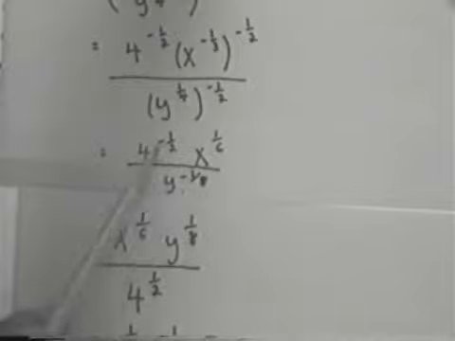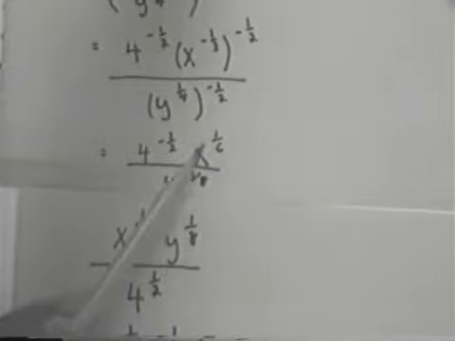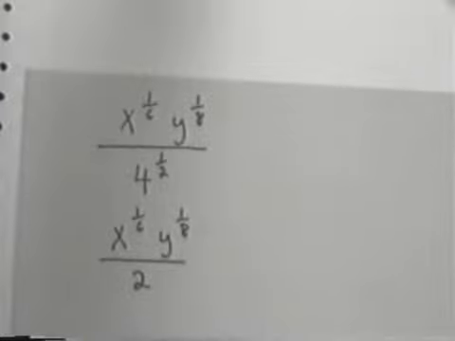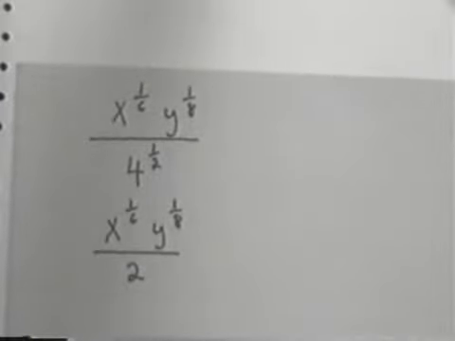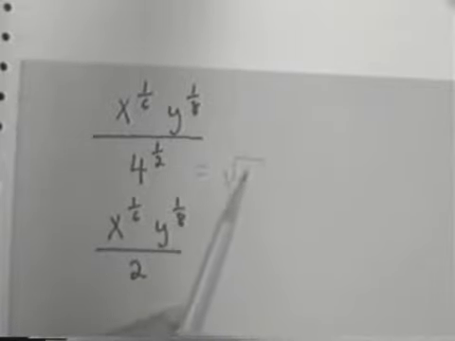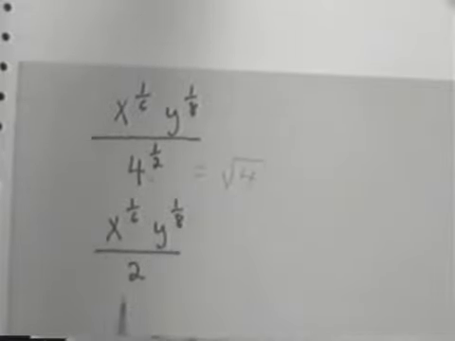So when I have negative exponents, I have to take the reciprocal. If it's in the numerator, the reciprocal will move it to the denominator. If it's in the denominator, when I take the reciprocal, it will move it to the numerator. I'm almost through. The only thing I need to do now is to evaluate 4 to the 1/2. And 4 to the 1/2 is the same as the square root of 4, and the square root of 4 is 2. So my answer is going to be x to the 1/6, y to the 1/8 divided by 2.